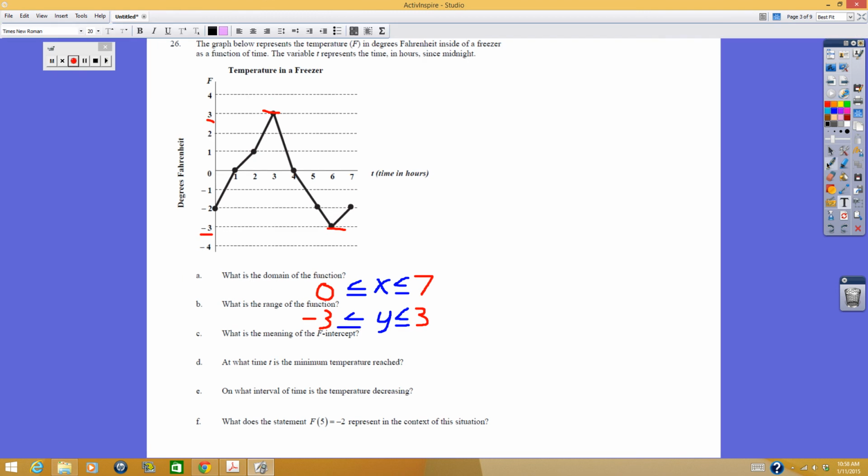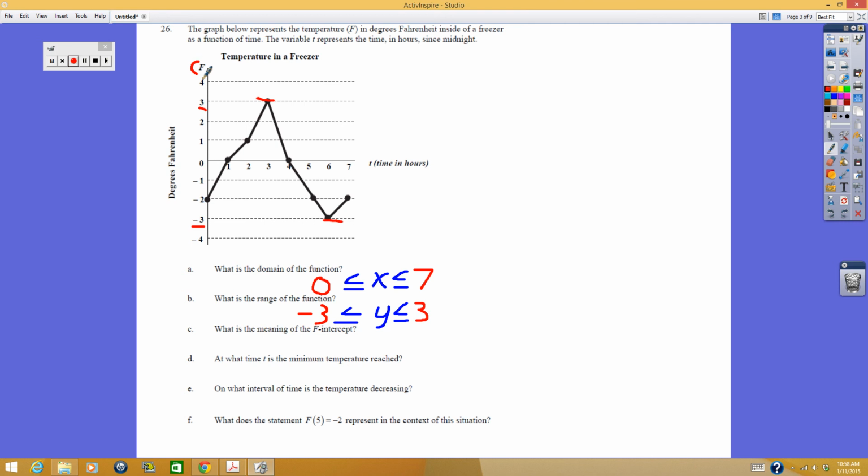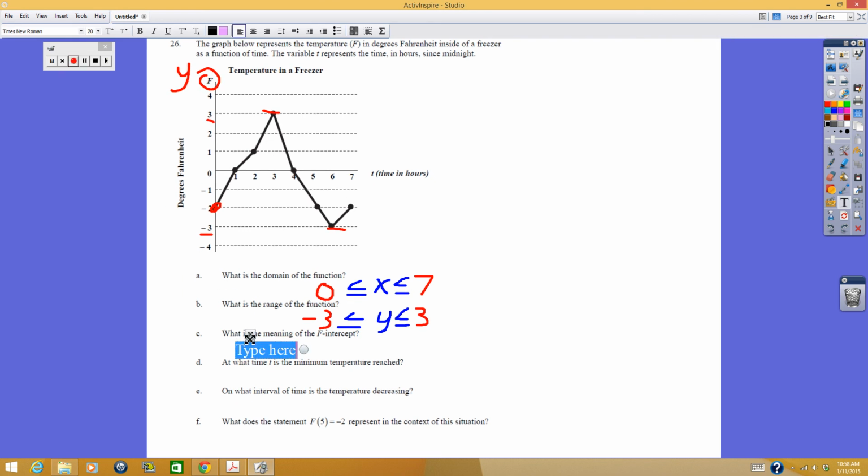What is the meaning of the f-intercept? We know it as the y-axis, but here they're calling it the f-axis. So if they're asking what is the meaning of the y-intercept, they're basically telling you to look for the y-intercept, which is right here. When you interpret what that means, just explain out what the numbers are with the variables.